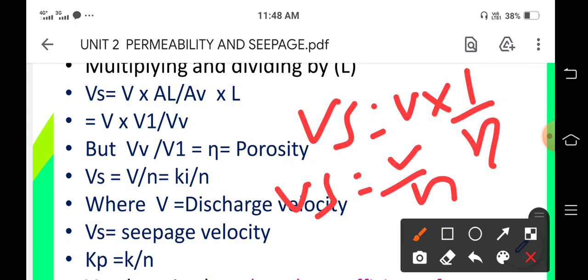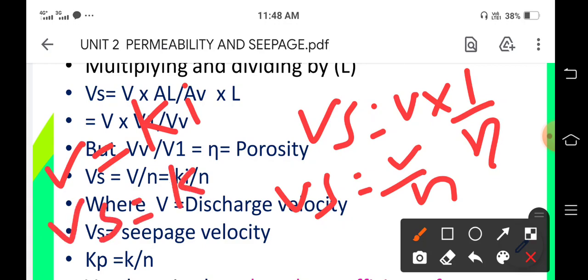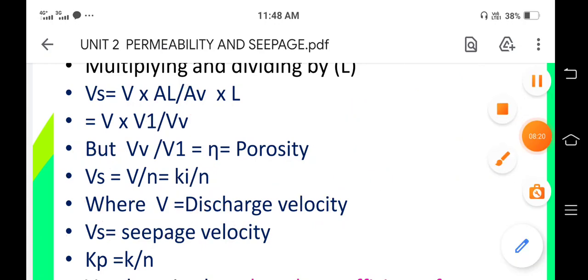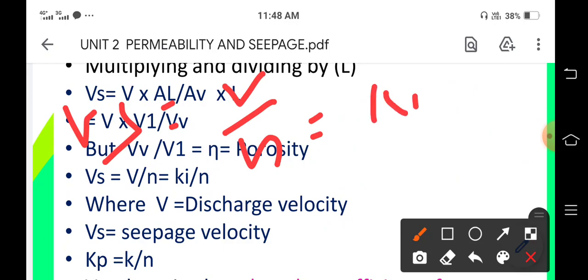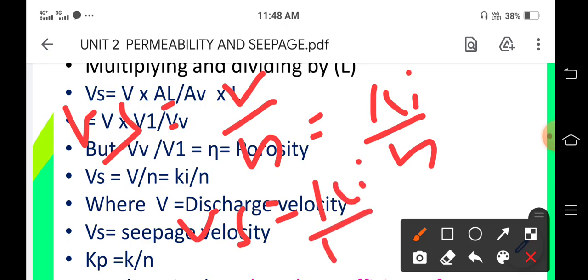According to Darcy's law, V equal to k into i. So here we can also write Vs equal to V upon n, that is Vs equal to k i upon n. So Vs equal to k i upon n.